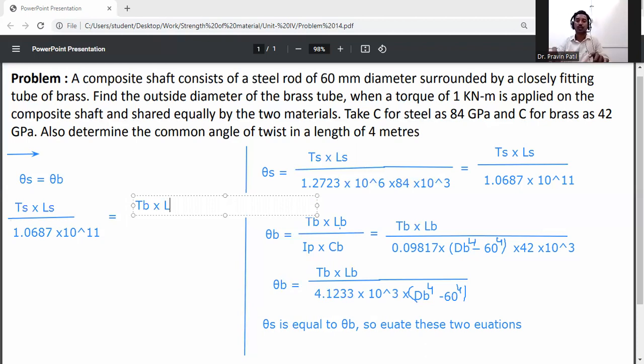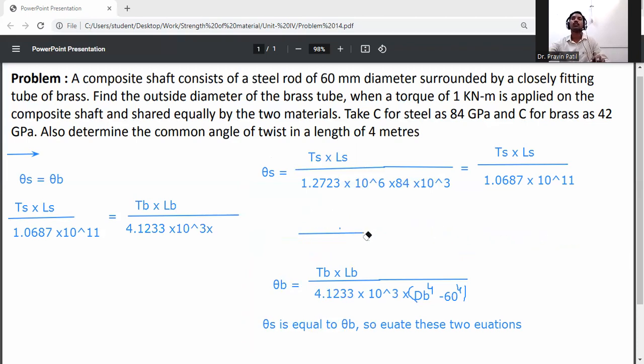Tb into Lb divided by 4.1233 into 10 raised to the power 3 into, in brackets, Tb raised to 4 minus small tb raised to 4, that is 60 raised to 4, bracket close. So here the only unknown is tb raised to 4.